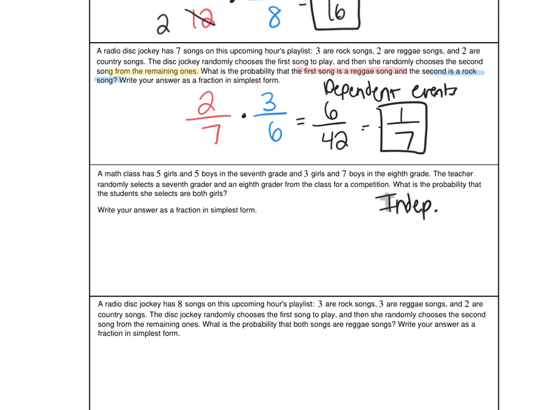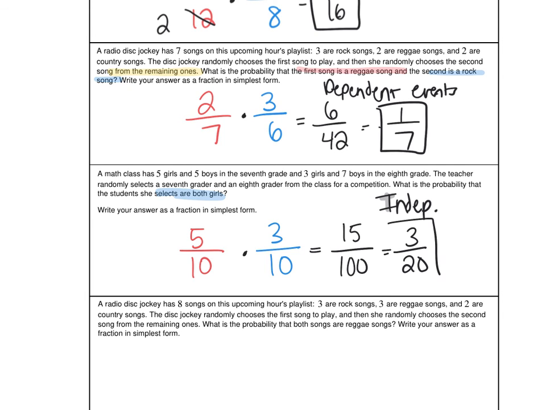So what is the probability that she selects both girls? Okay, so first of all, how many girls are there in 7th grade? There are 5 out of 10 total kids in 7th grade. Times, the second one is how many girls are in the 8th grade? There are 3 out of a total of 10 people in the 8th grade. Okay, now that I have my 2 fractions, I can multiply. So 5 times 3 is 15. 10 times 10 is 100. You can at least divide these both by 5. If I divide them both by 5, I've got 3 out of 20.